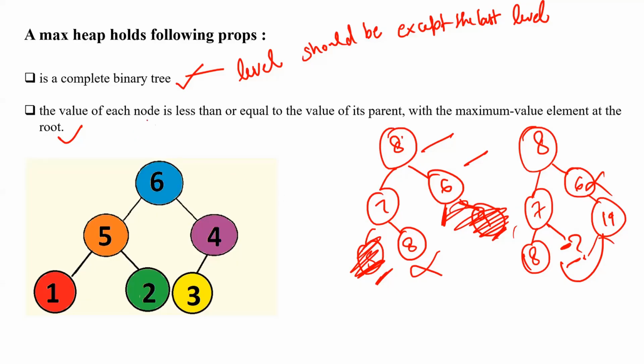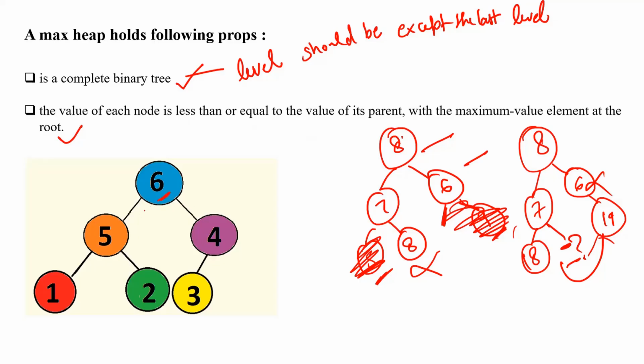The next condition is that the value of each node is less than or equal to the value of its parent. For example, this example we do have. So 6, you can see the root node should be greater than or equal to its children. That is what they are saying, that each node should be less than or equal to the value of its parent. So you can see the 6 here.